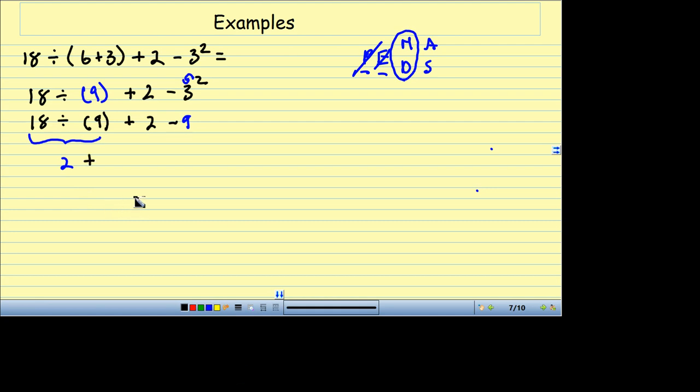And now, I put everything else. I don't see any more multiplication or division, so I guess I'm done with that. So last one, addition and subtraction. First one I see from left to right, right here, addition, 2 plus 2. Four minus 9. Well, 4 minus 9 is -5. And there you go.